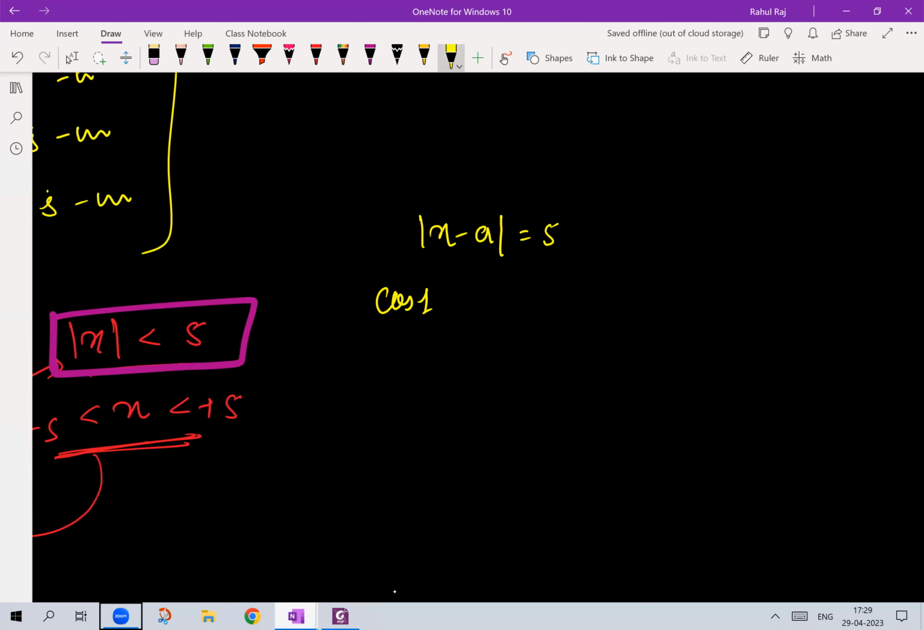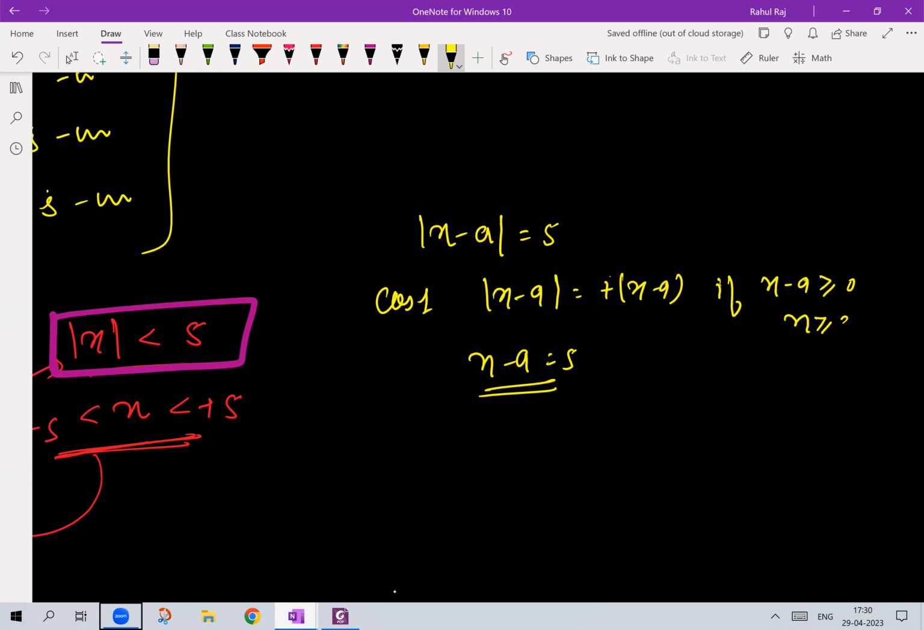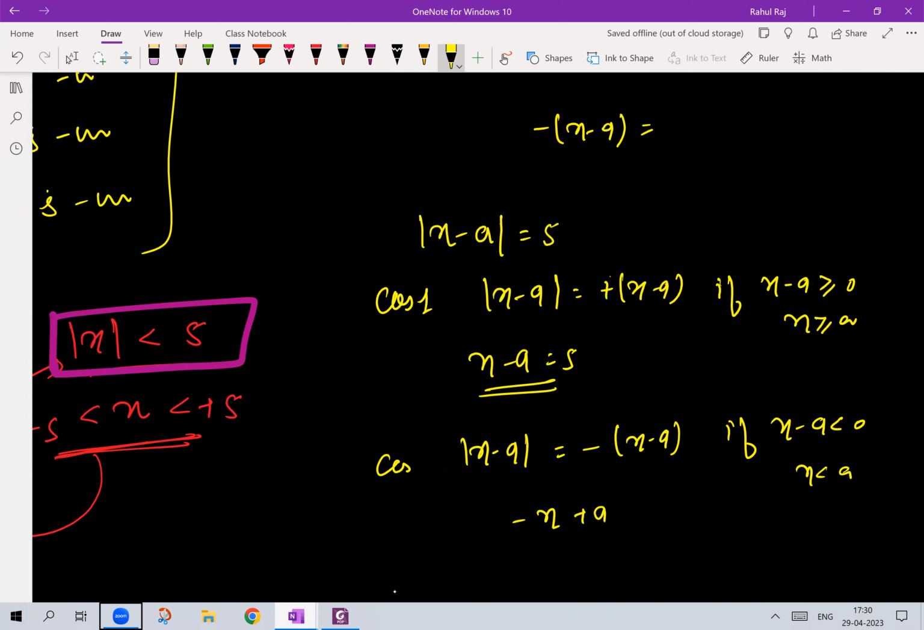Case 1: mod of x minus a is equal to positive x minus a if x minus a is greater than or equal to 0. Now you open this: x minus a is equal to 5. Whatever value you get should match x greater than a. Case 2: mod of x minus a is negative of x minus a if x minus a is less than 0, that is, x is less than a. So you do negative of x minus a is equal to 5, or you do x minus a is equal to negative 5. It's no change at all. It's the same.